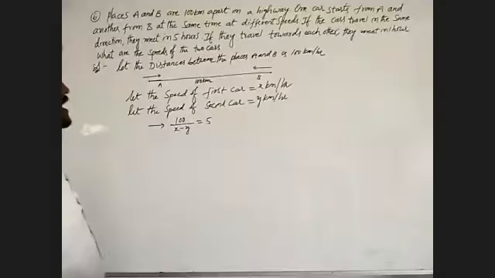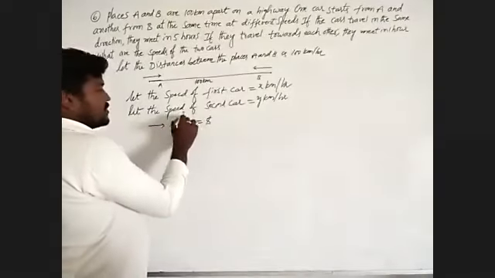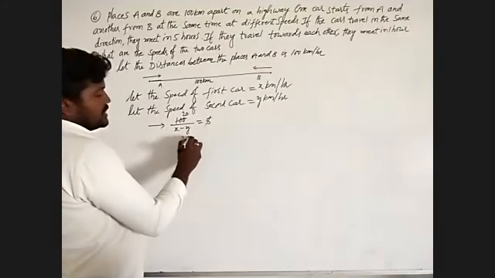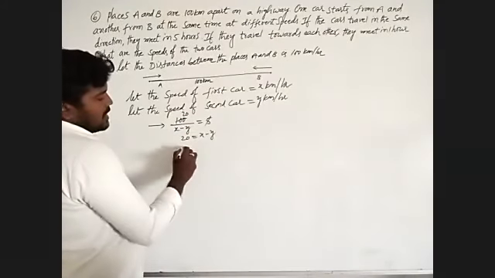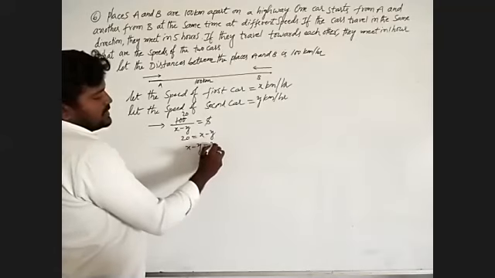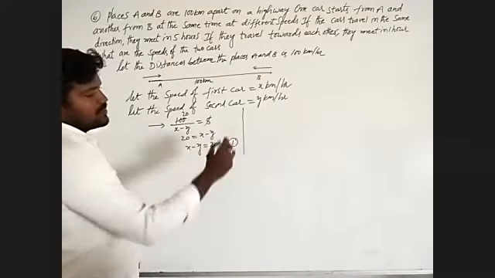That means 100 by x minus y is equal to 5. So, by cross multiplying, 1 by 20. That will take 20 is equal to x minus y. After that, x minus y will take 20. This is my equation number 1.